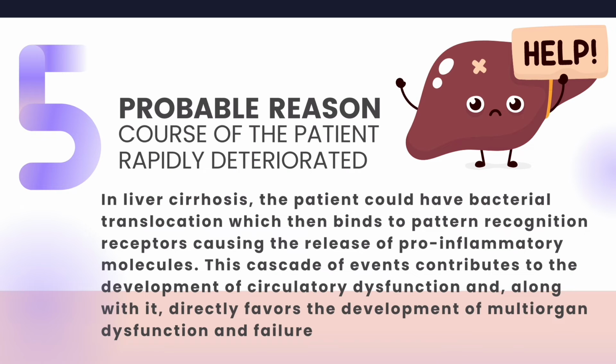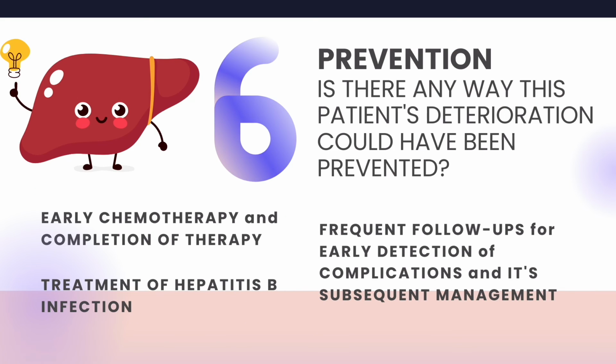The probable reason why the course of the patient rapidly deteriorated is that in liver cirrhosis, the patient could have bacterial translocation, which then binds to pattern recognition receptors, causing the release of pro-inflammatory molecules. This cascade of events contributes to the development of circulatory dysfunction and along with it directly favors the development of multi-organ dysfunction and failure. Ways in which the patient's deterioration could have been prevented include early chemotherapy and completion of therapy, treatment of hepatitis B infection, frequent follow-ups for early detection of complications, and its subsequent management.